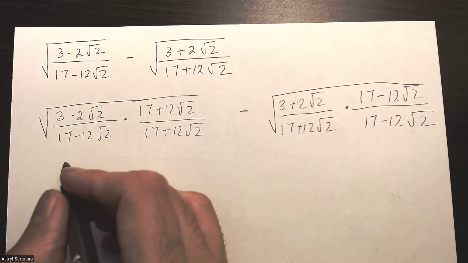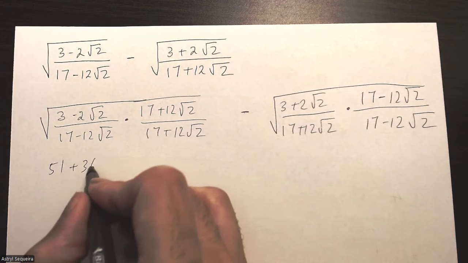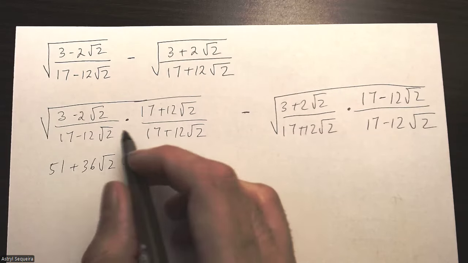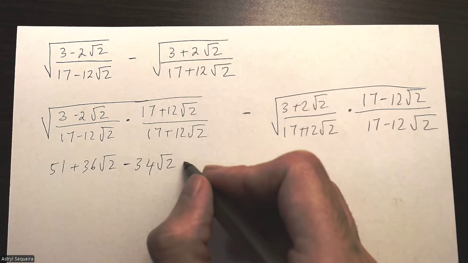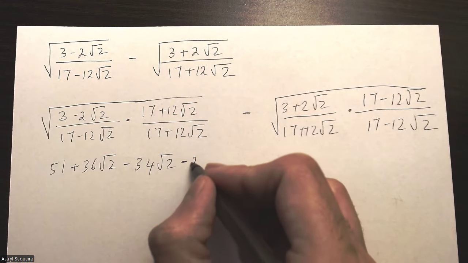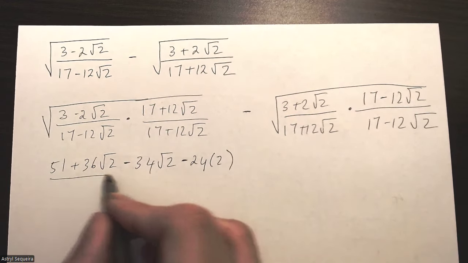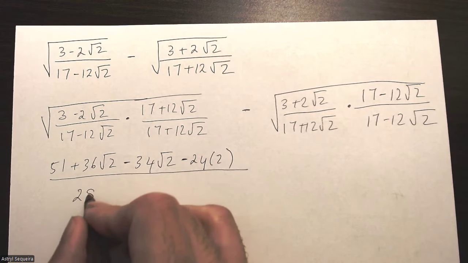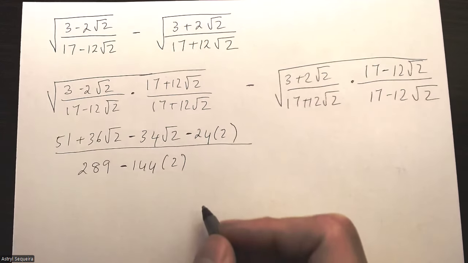So for the top here, I will get 51 plus 36 root 2 minus 34 root 2 minus 24 times 2. I think I did that right. Bottom, I'm just going to do it a bit quicker. I'm going to ignore the middle terms because I know they'll cancel out. So I'll get 289 minus 144 times 2.